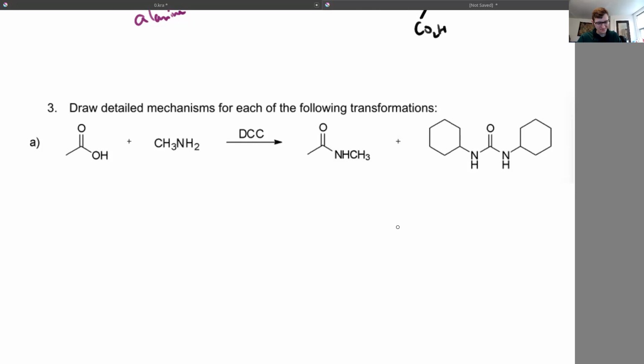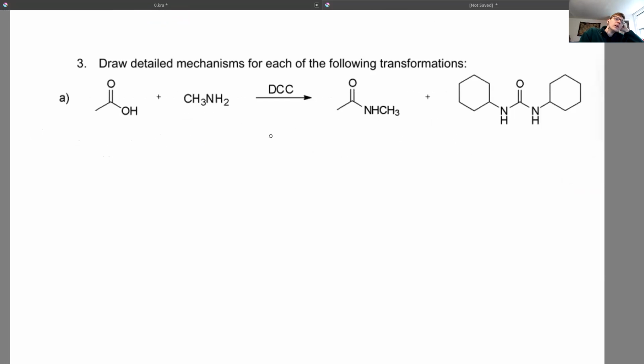All right. Yeah. Mechanism for this, yeah. So, well. So yeah, let's see. What happens. So remember the structure of DCC.